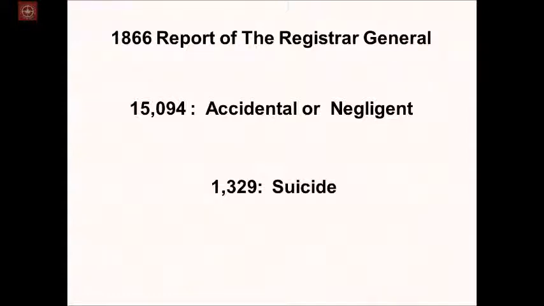Now, if we look at some statistics, the annual report of the Registrar General in 1866 defined that over 15,000 deaths had occurred because there was some sort of accident or negligence. 1,329 were recorded as suicide. But that second figure, I can tell you, is an underestimate, because if somebody did commit suicide, it would only be recorded as such if it was clear-cut. So if somebody slashed their throat, okay, it's suicide. But if somebody's found drowned, we can't prove it's suicide unless they left a note.